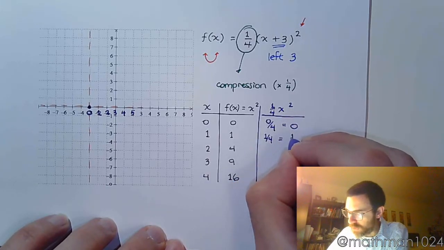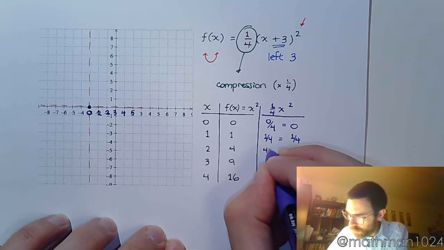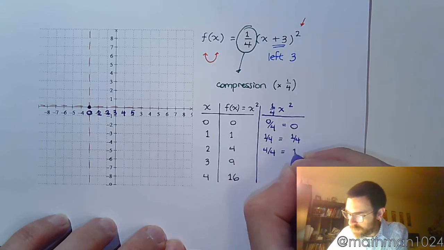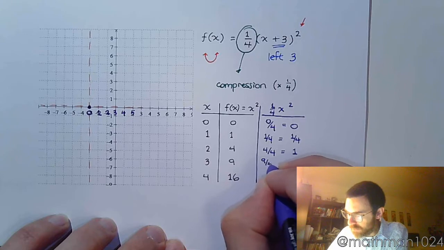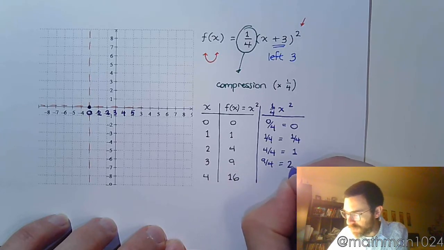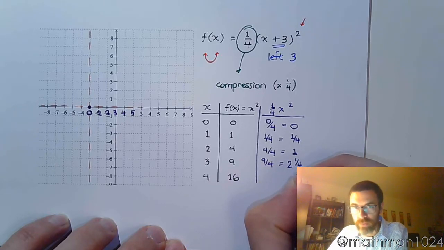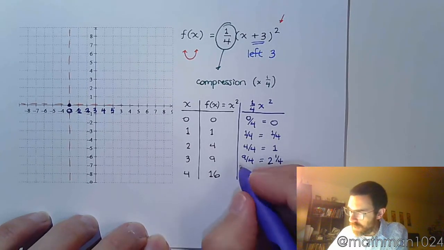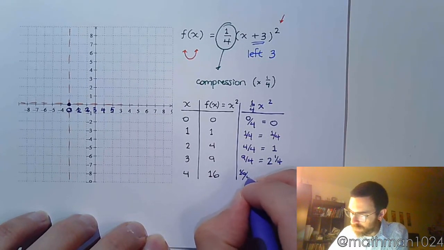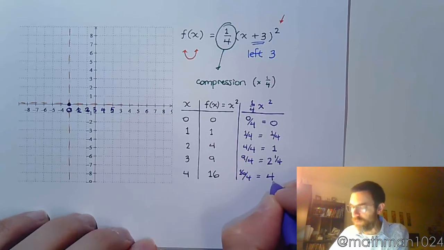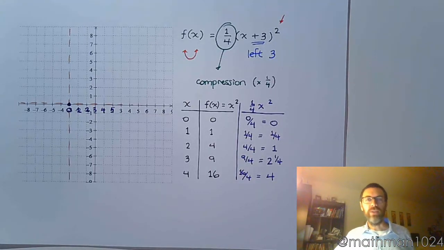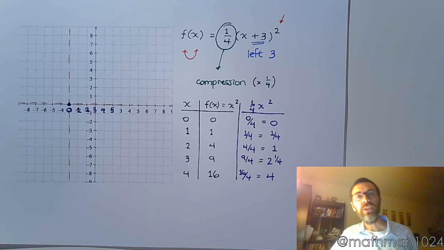1/4 is, of course, just 1/4. We're going to take 4 divided by 4 to get 1. 9 divided by 4 gives us the mixed number 2 and a 4th. And then we have 16 divided by 4, which is 4. You might wonder, why are you wasting this time? It seems like I'm wasting my time, but it's to help me get the nice points for graphing this.